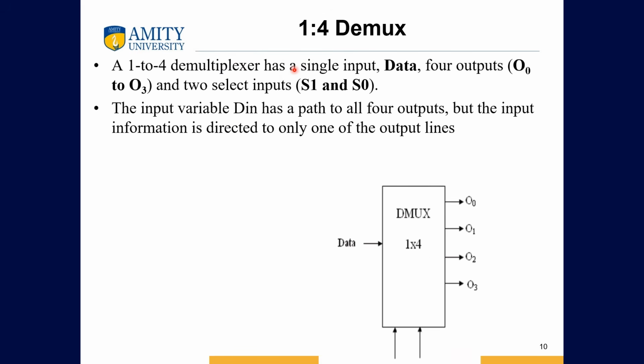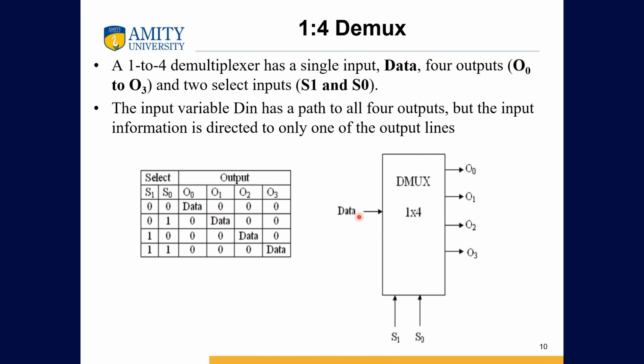A 1 to 4 demultiplexer is similar. It has one input and 4 outputs, and 2 selection lines, because n selection lines are needed for 2 power n outputs. This will be the truth table. The outputs we can take as O0 to O3. S0 and S1 are the selection lines, 0 0, 0 1, 1 0, and 1 1, and we can draw a similar pattern for data as with the encoder and decoder.